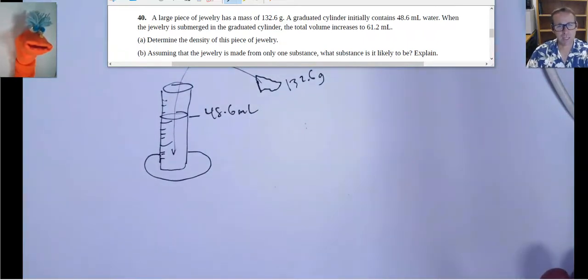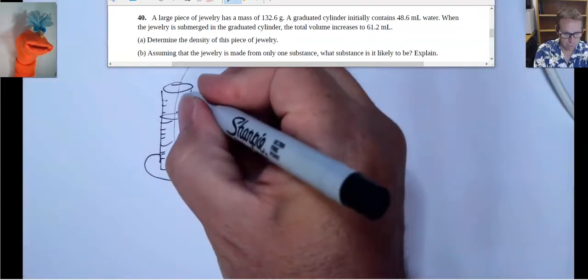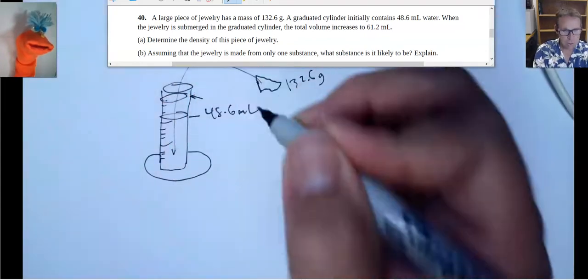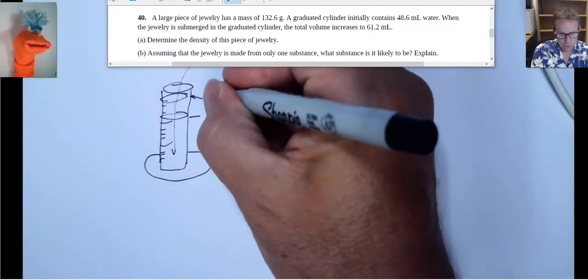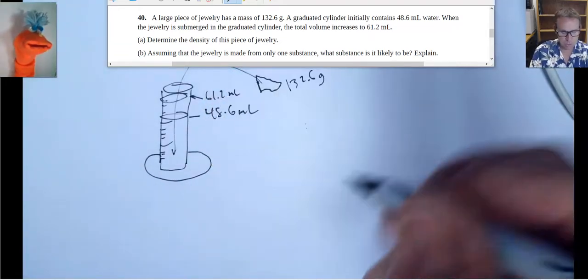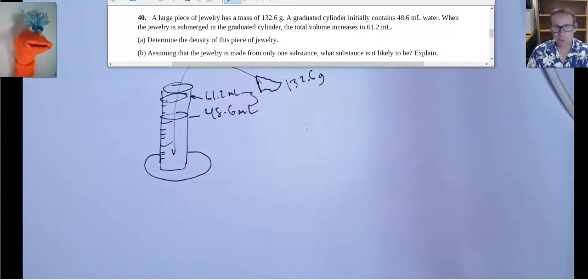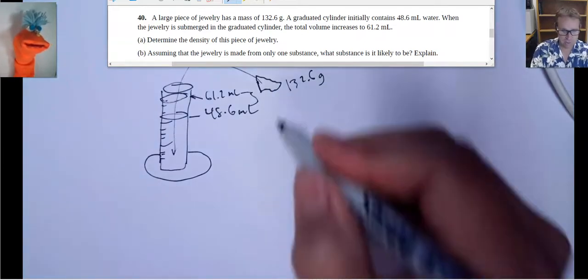volume can be identified by seeing how much the volume of the water goes up. So the new volume of the water is what, Fred? Can you read that and figure it out? It says the volume increases to 61.2. Very good. 61.2 milliliters. So the difference between those two is the volume of this thing.